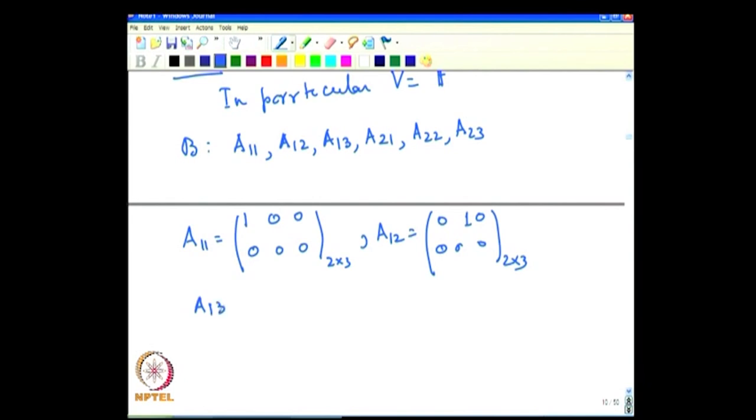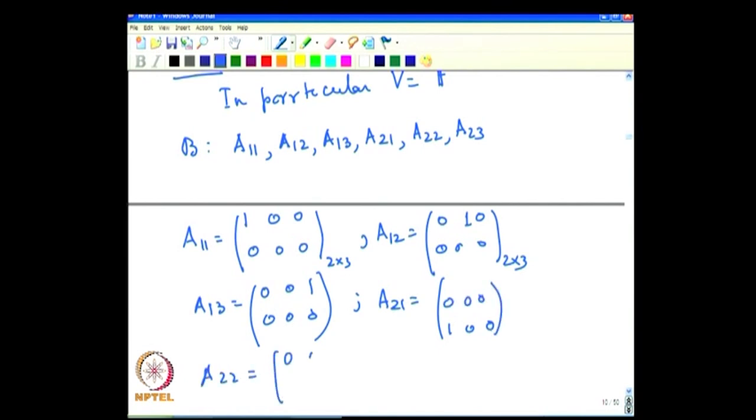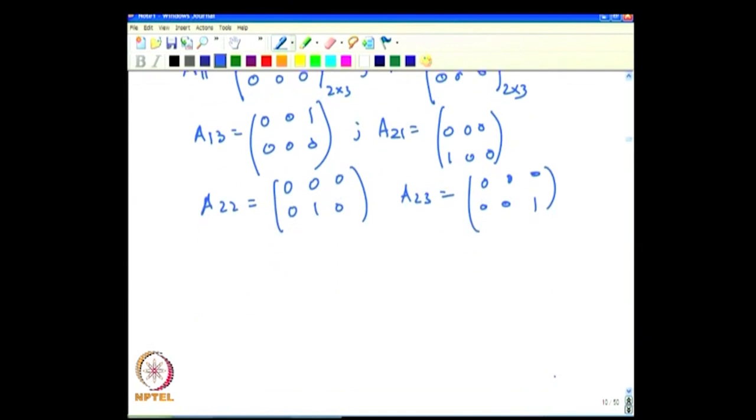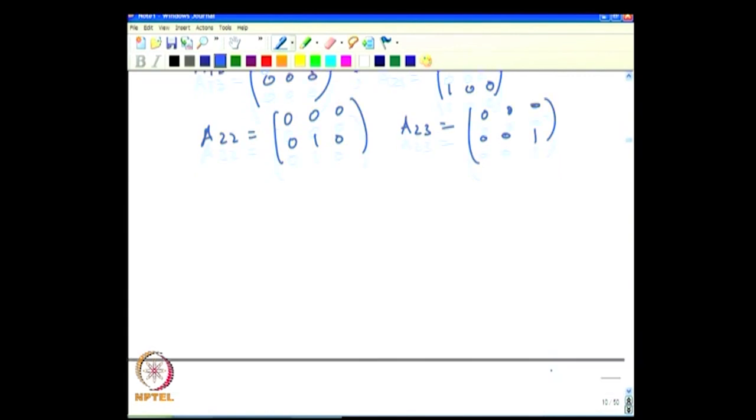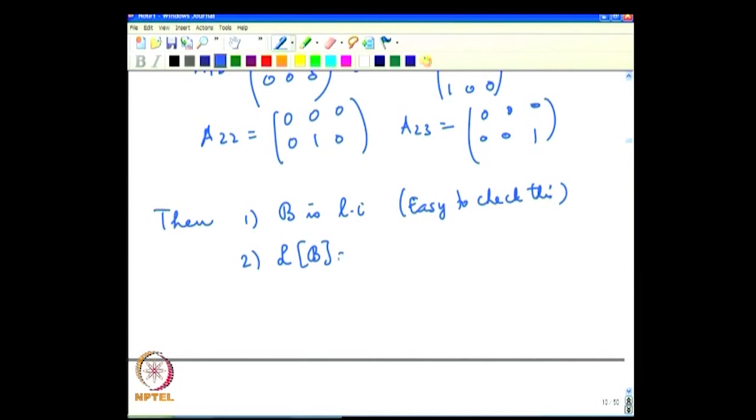Similarly, we have A13 is 0 0 1 0 0 0, it has 1 in the 1 3 place. A21 has 1 in the 2 1 place, A22 has 1 in the 2 2 place, and A23 has 1 in the 2 3 place. So, we have these 6 matrices, and call this collection of these 6 matrices B. Then 1, B is linearly independent, it is easy to check this, and L(B) is indeed F2×3.